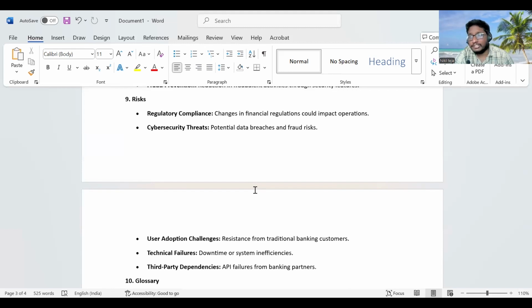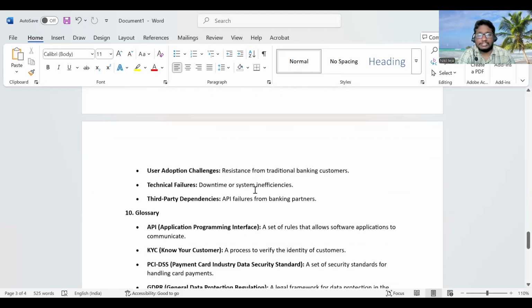Next is cyber security threats. As it is a finance app, a banking app, the security should be very tight, very monitored. Why? Because there will be sensitive information of the people, like KYC details, personal details, as well as money. So the security should be very high. That is one of the risks. Risk means you need to give more importance to these things when building the product.